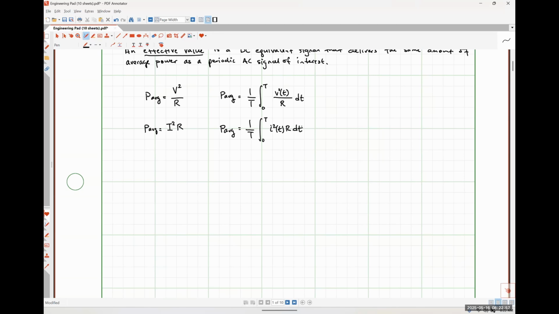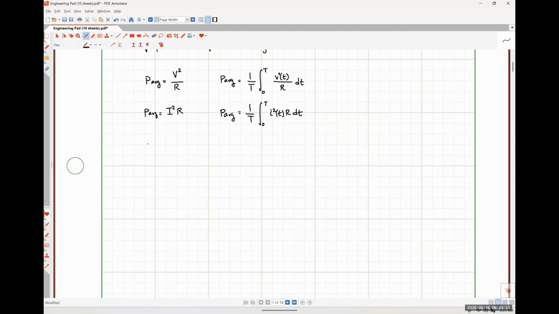So what I'm going to do here, and this is really only going to take a couple of steps, is put these two relationships for average power and set them equal to each other, and then solve for the DC voltage and the DC current, because our effective value is the equivalent DC voltage or current that delivers the same average power as our AC signal, okay? So if I put these two equal to each other, I'm going to call this V effective squared divided by R.